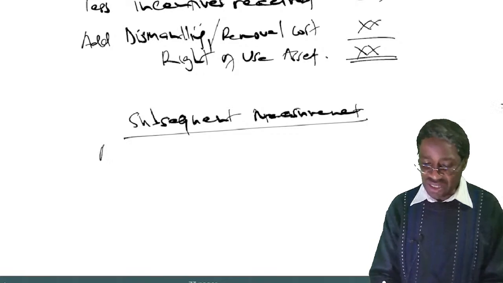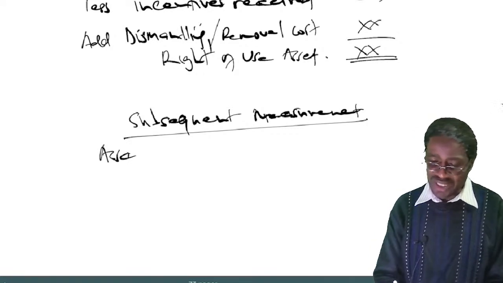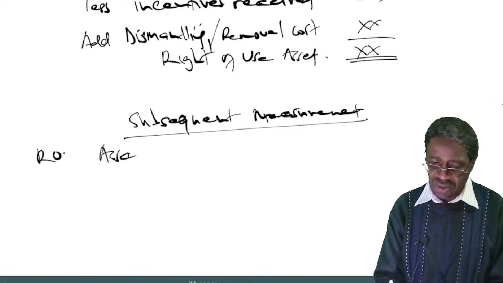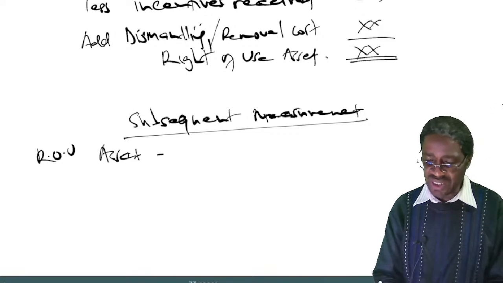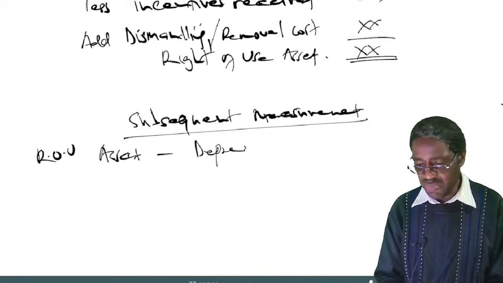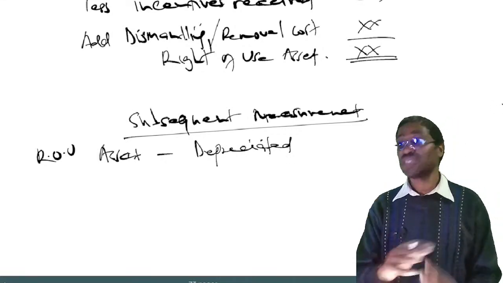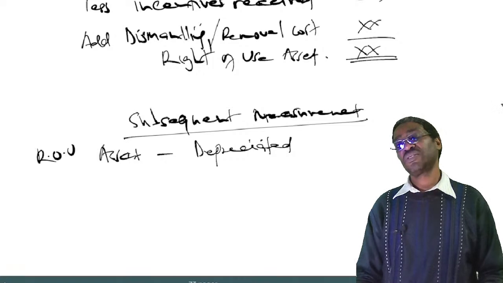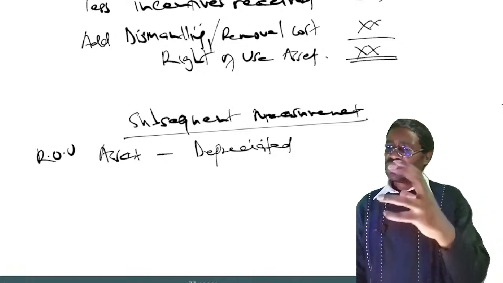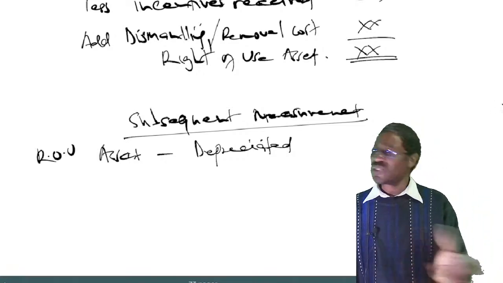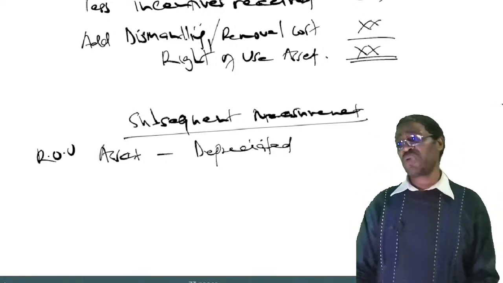For the asset, we have said that the right of use asset should be depreciated. Just depreciate it. So whatever you got, you minus the accumulated depreciation by the end of every year.